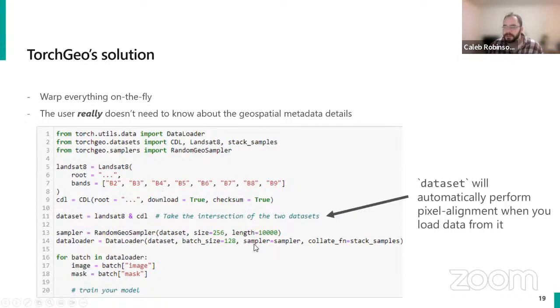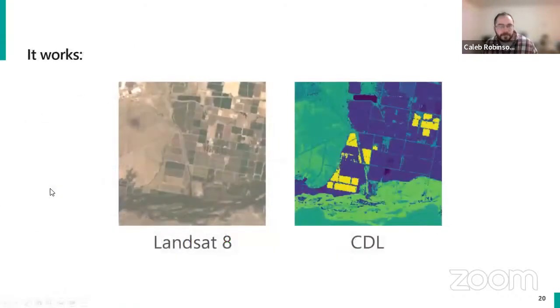Alexander asked, does TorchGeo still use GDAL under the hood? Yes, it does. And we interact with the data sets with the rasterio library specifically. Does that answer both your questions? Great. I mean, yeah, this is just an example of one such patch sampled from both of those locations.